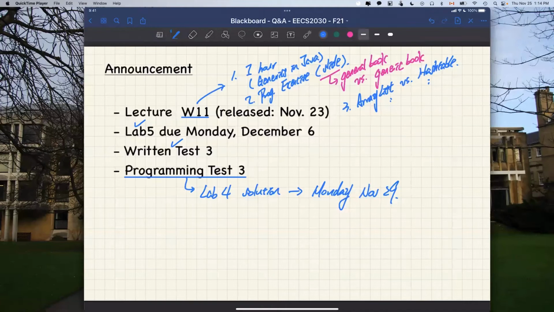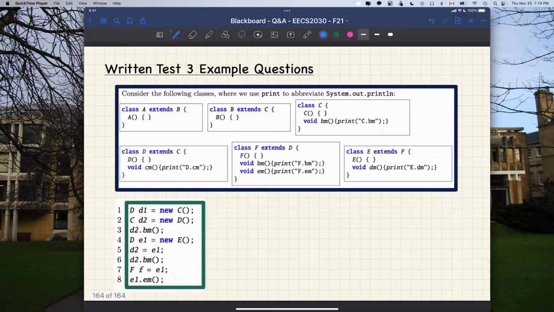Okay, seeing no further administrative questions, I would suggest this. I have your written test 3 example questions over here, and I'm ready to go over them with you. But before that, do you have any general questions about the lecture, inheritance, polymorphism, dynamic binding? Do you have any question before I go over the questions? Of course, you can still ask me after I go over them, but before that, I can give you priority. Anybody? I have a question.